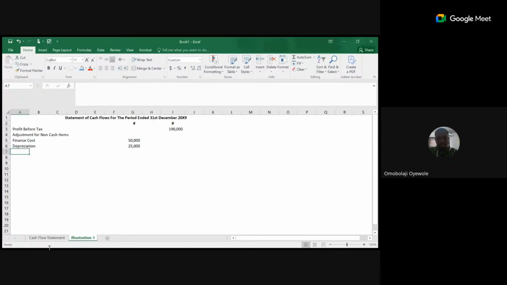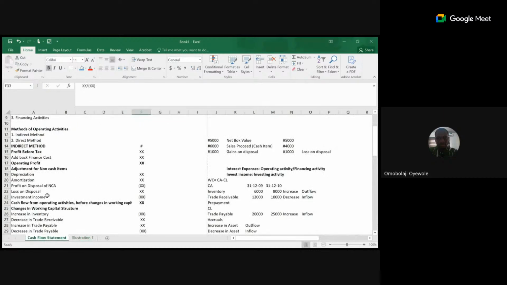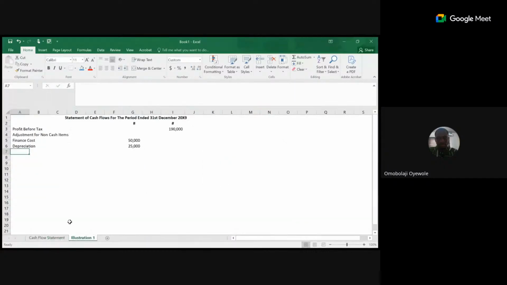Okay, so the next thing is going to be what? After that we don't have a profit on disposal, we don't have loss on disposal, we don't have amortization and any other thing. So the next thing we are going to have will be changes in working capital structure.